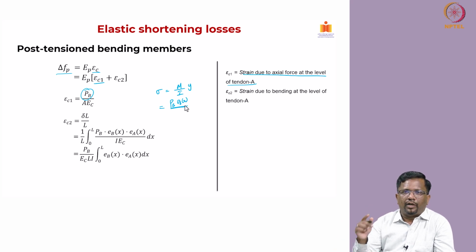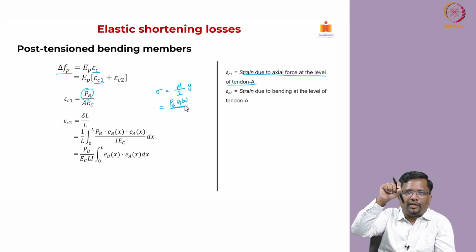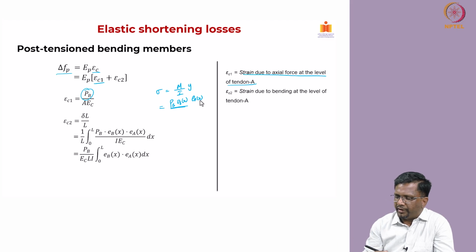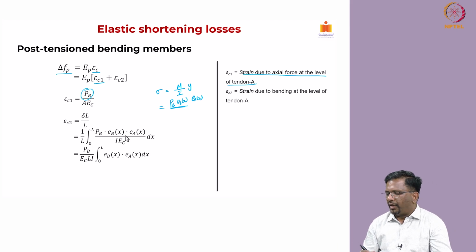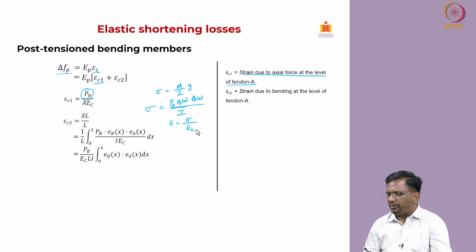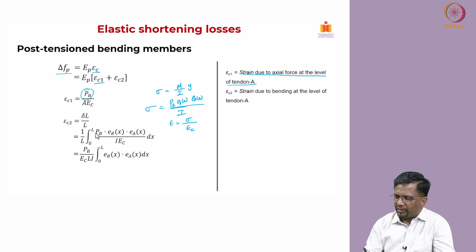Now, what is Y? I am calculating the stress at the level of the first tendon. So, that is going to be EA of x, right. So, that is what we have here. Now, that divided by I will give me stress. What I need is strain. Strain is nothing but stress divided by elastic modulus. So, you can see here, if you plug this in, this is nothing but your stress, and when you divide by EC, you will get your strain.